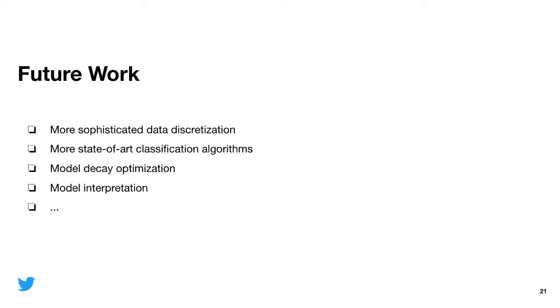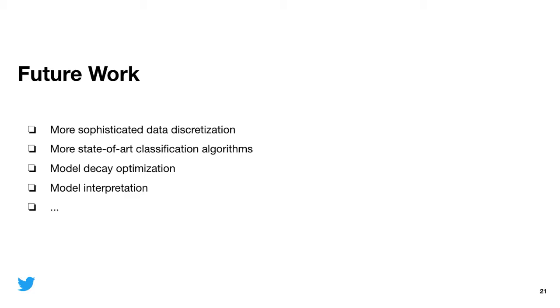And finally, there is some future work that I also want to cover here today. Say we are trying more sophisticated data discretization approaches to see whether they could help to improve the model performance. Also, at the same time, we are trying more state-of-the-art classification algorithms, such as some deep learning approaches. And then there's also some model decay optimization, because we have observed some model decay issues in the online environment. So we would like to know whether we can optimize that to reduce the impact of model decay in an online serving environment.